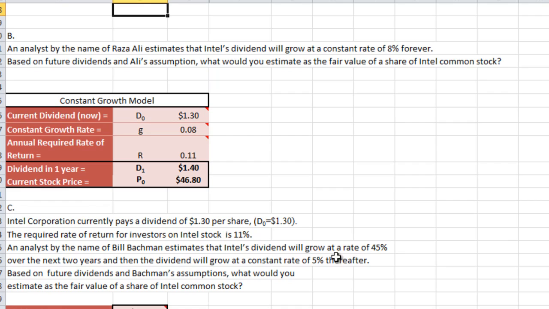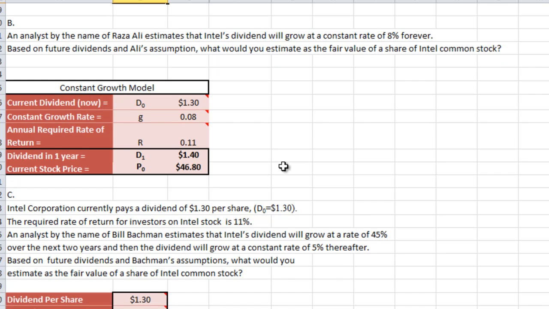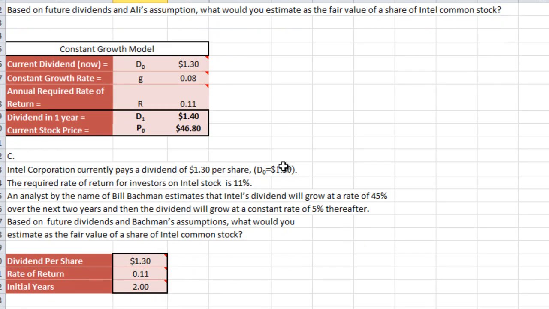Next up, we have our question B. An analyst by the name of Raza Ali estimates that Intel's dividend will grow at a constant rate of 8% forever. Based on the future dividends and Ali's assumptions, what would you estimate as a fair value of the share of Intel common stock? We're going to be using the constant growth model for this.